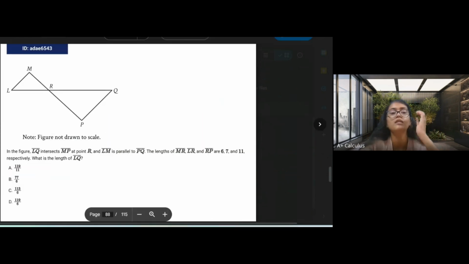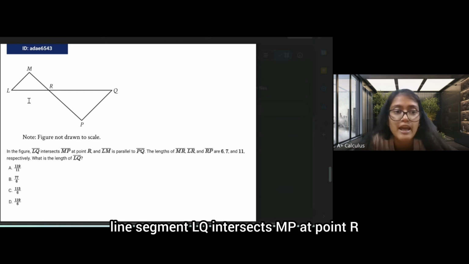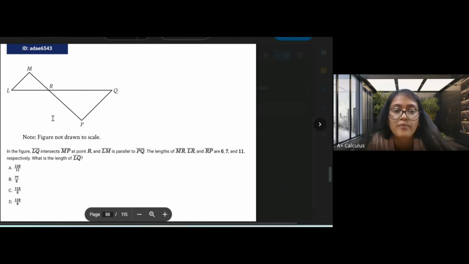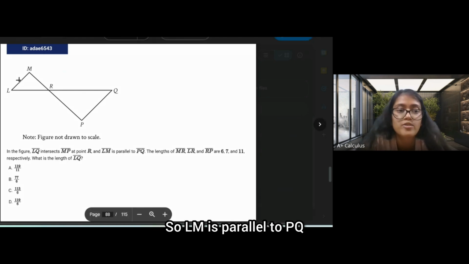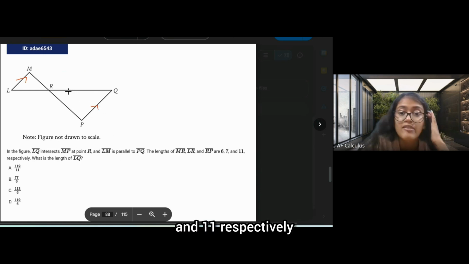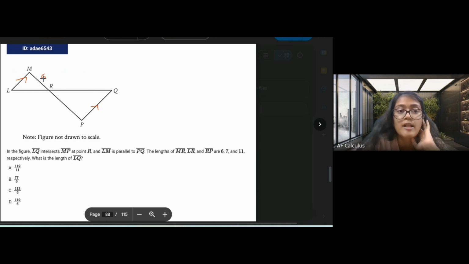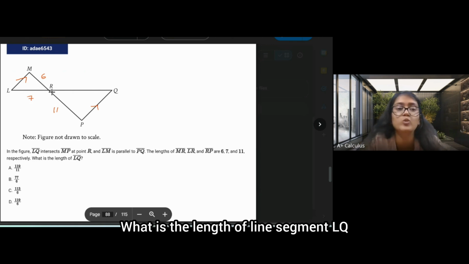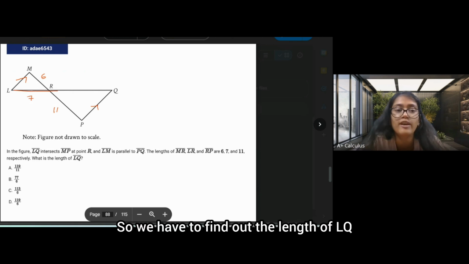Okay, in the figure, line segment LQ intersects MP at point R, and LM is parallel to PQ. The lengths of MR, LR, and RP are 6, 7, and 11 respectively. So MR is 6, LR is 7, and RP is 11. What is the length of line segment LQ? So we have to find out the length of LQ.